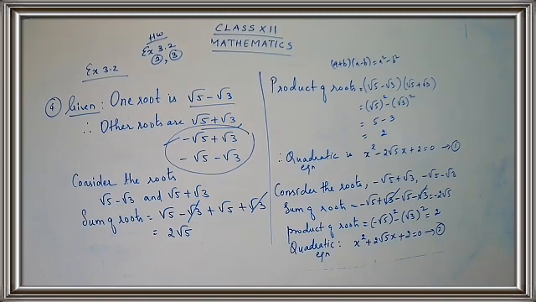And the second one will be x square plus. How do you get plus? Minus minus. That is sum of roots. x square minus sum of roots. So minus minus turns to be plus. You get x square plus 2 root 5x plus 2 is equal to 0. Okay, done.